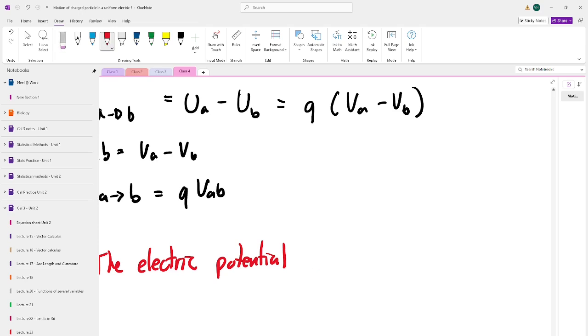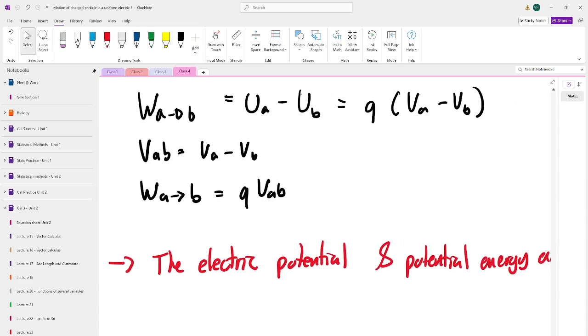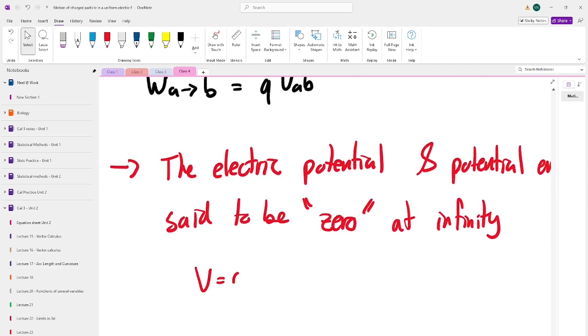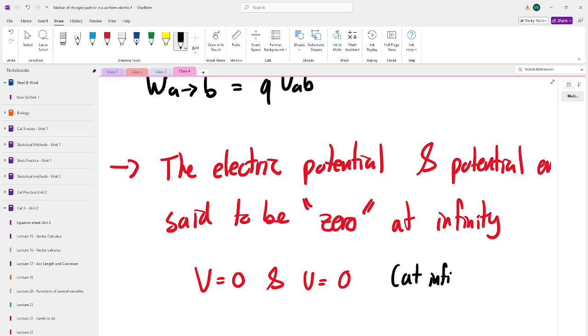So the electric potential and potential energy are said to be 0. So V equals 0 and U equals 0. And this is, of course, at infinity only. Okay.